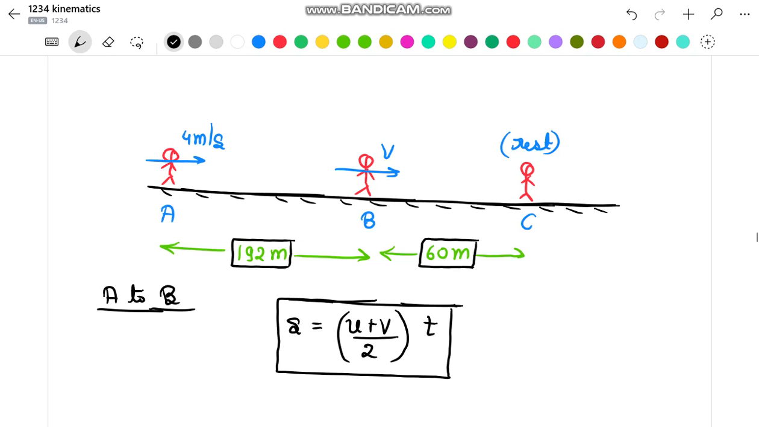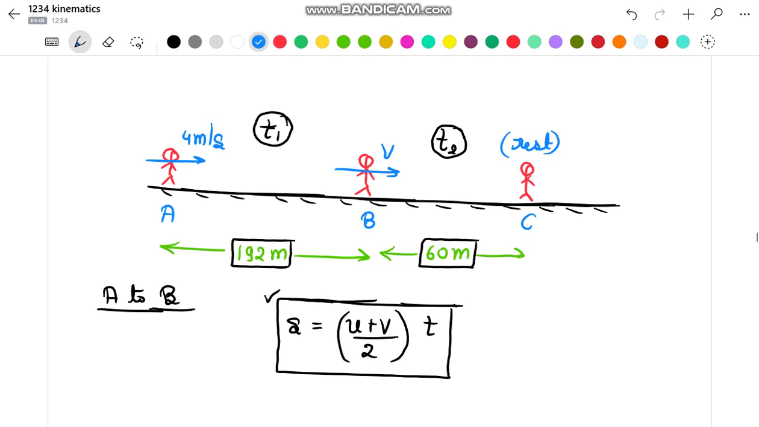Now since the values of acceleration from A to B and retardation from B to C are constant, we know that for a uniformly accelerated or retarded motion, the displacement of the particle between 2 points can be written as the sum of initial and final velocity into time divided by 2. With the help of this expression, we can easily find the time taken to travel from A to B. Let us assume the time taken to travel from A to B is t1 and from B to C is t2.